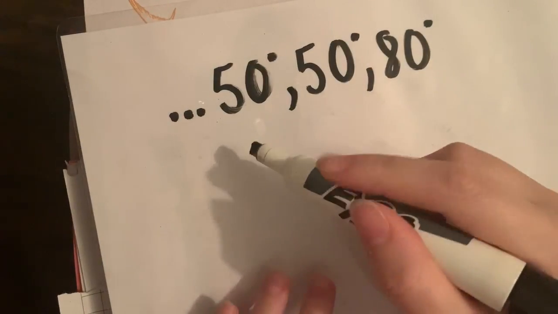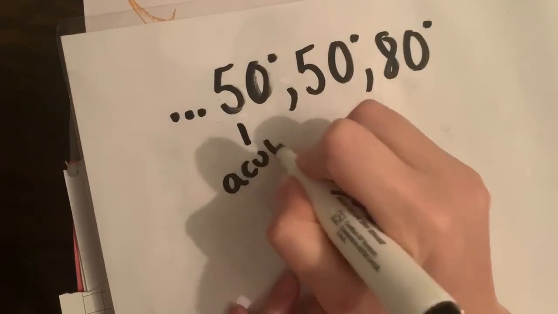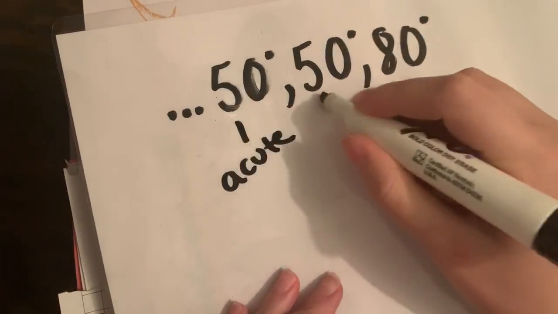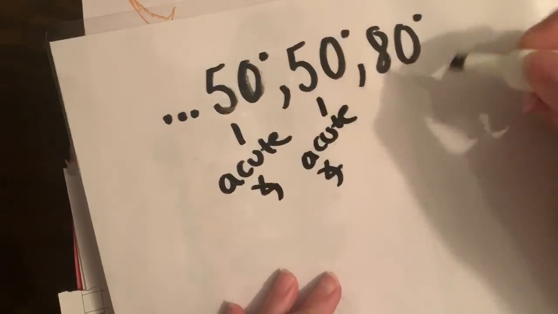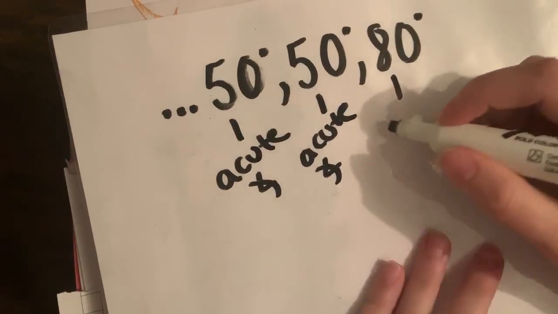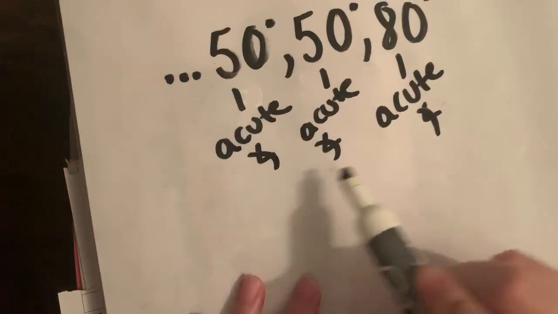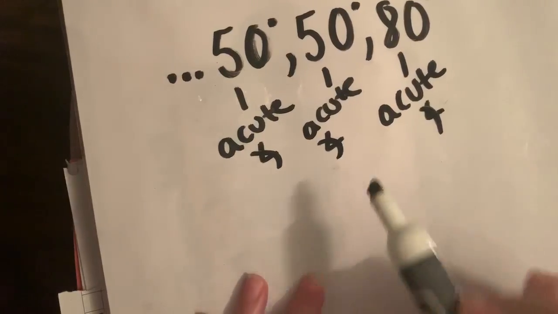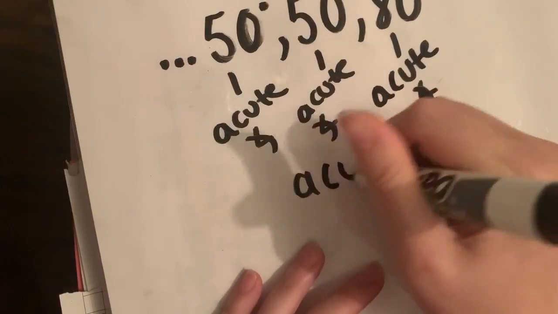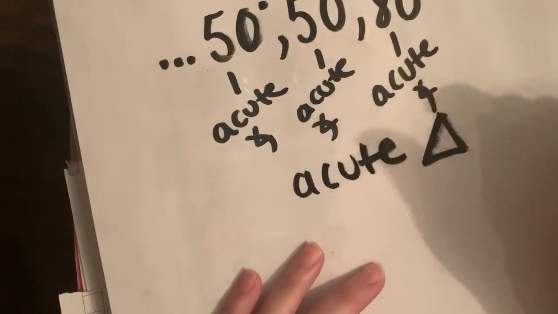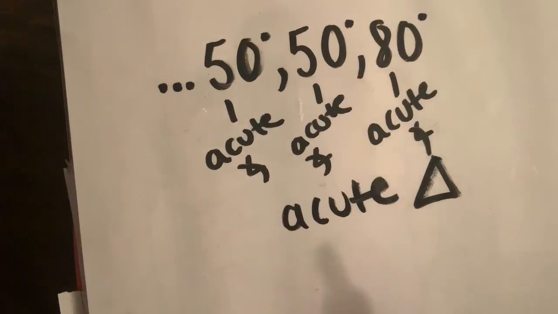So first one, 50 degrees. It's smaller than 90, so we know this is an acute angle. There's another 50, so again, an acute angle. And then 80 degrees, it's also less than 90, so this is an acute angle. Now, when all three angles are acute, that means that we have an acute triangle. Okay?